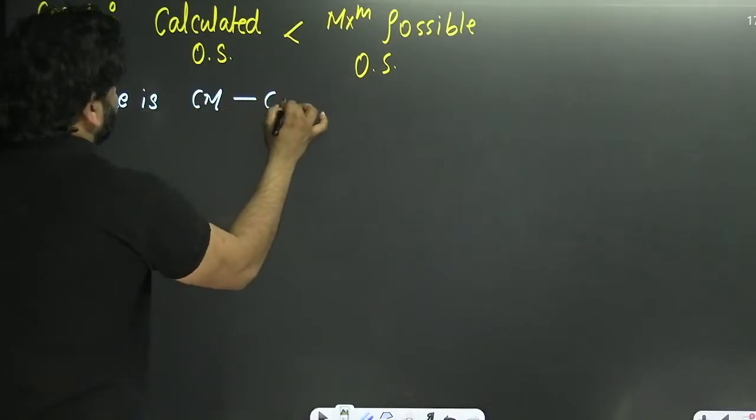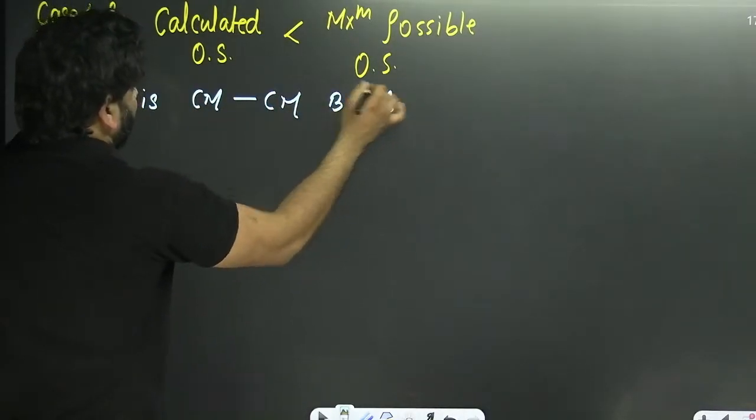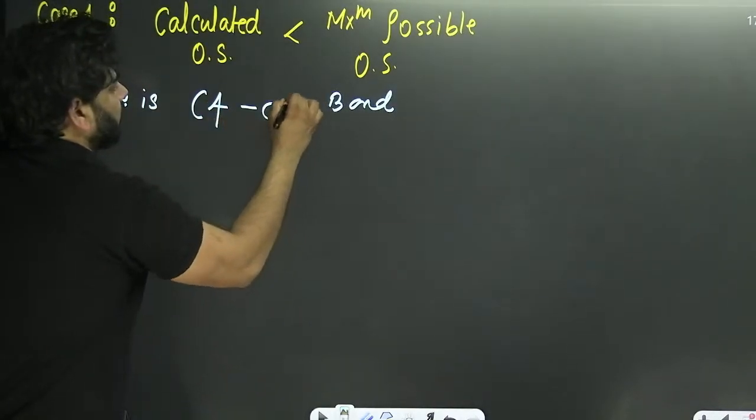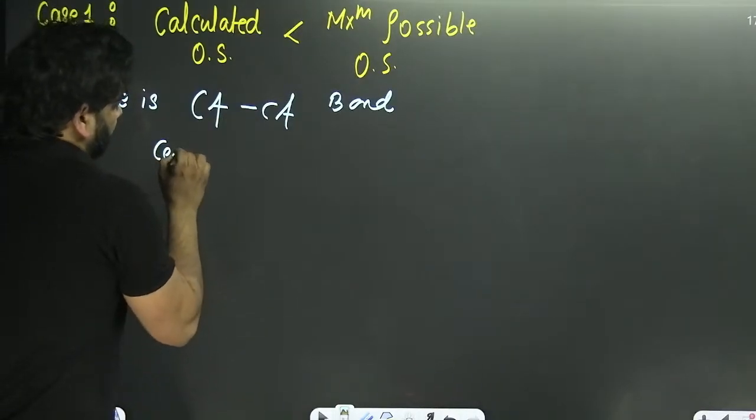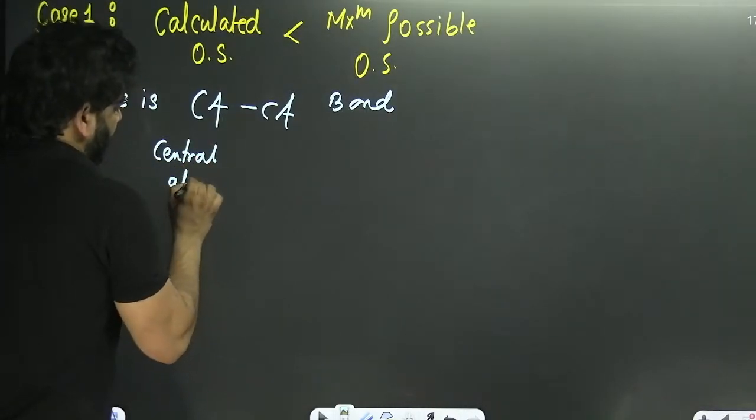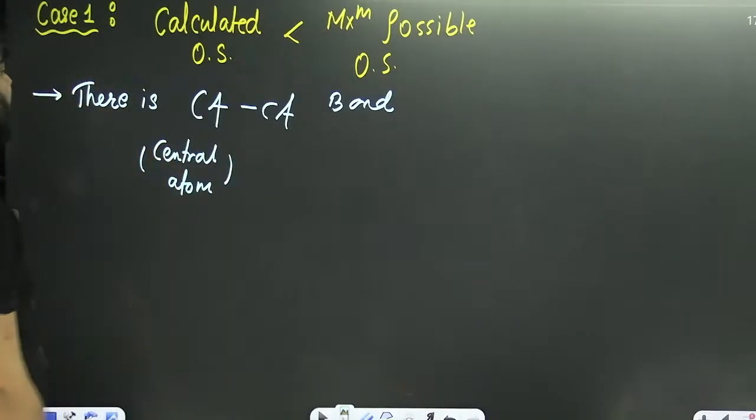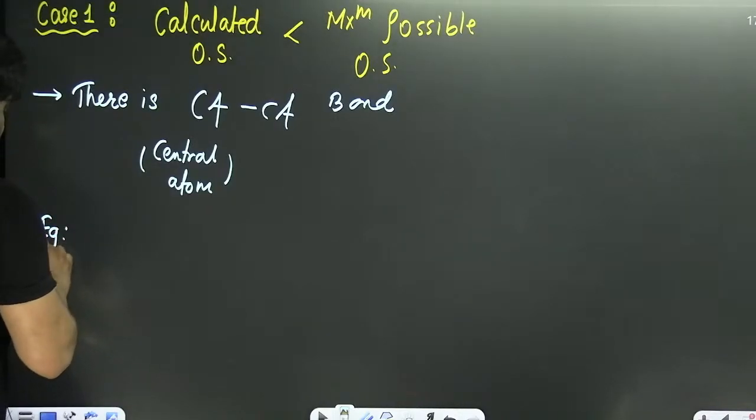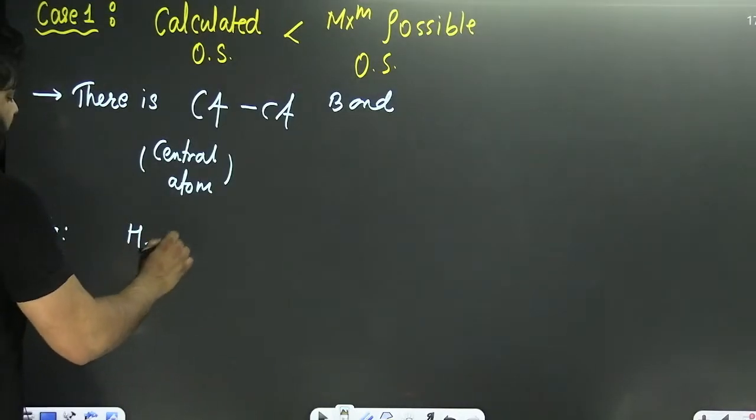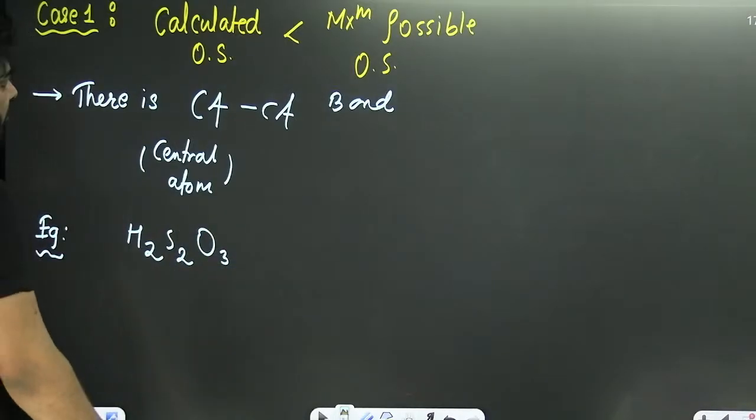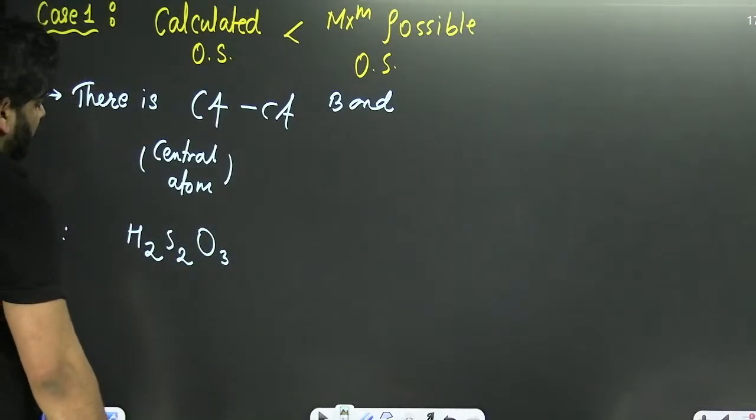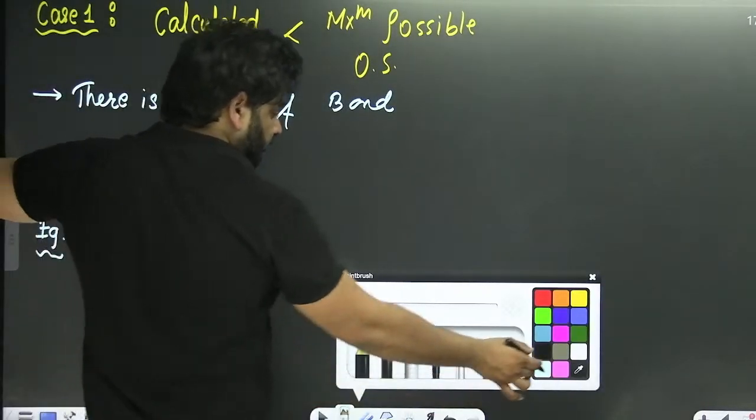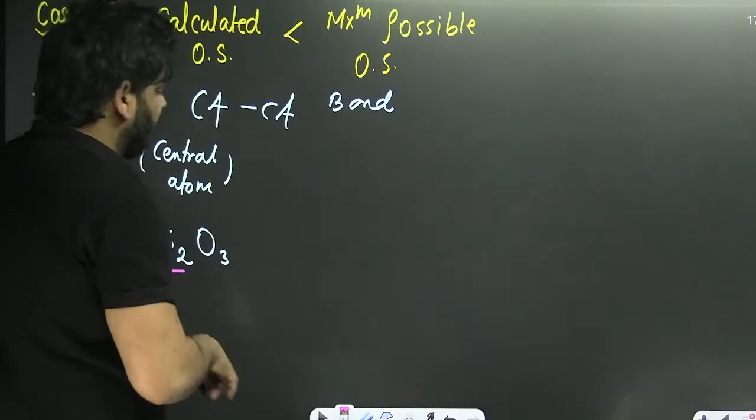CA bond. What is CA here? Let us say CA bond, that is central atom. You might not be getting this now, but using one example you can find out. The example is H2S2O3, the dithionic acid I was talking to you about. H2S2O3 is one example, and sulfur is the element whose oxidation state we have to find out.